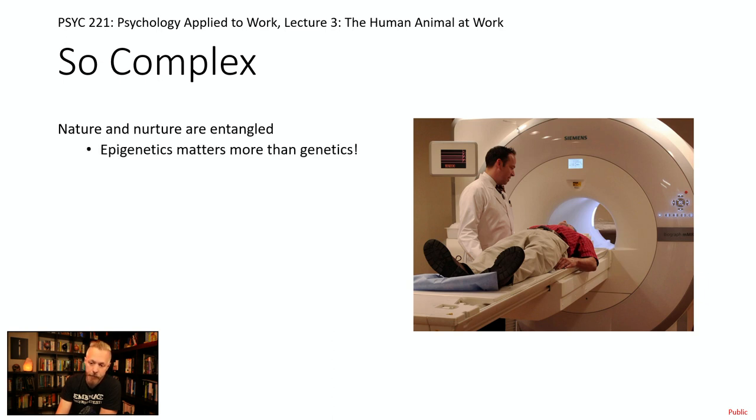So the gene expression matters more than the genes. The fact that you have a gene that might code for a biomolecule doesn't mean it did. And if it did encode, it doesn't matter unless the rest of the environment, which is the nurture, was ready to react to it. So epigenetics matters more than genetics. A lot of nurture is happening at the early cellular level and in the womb.